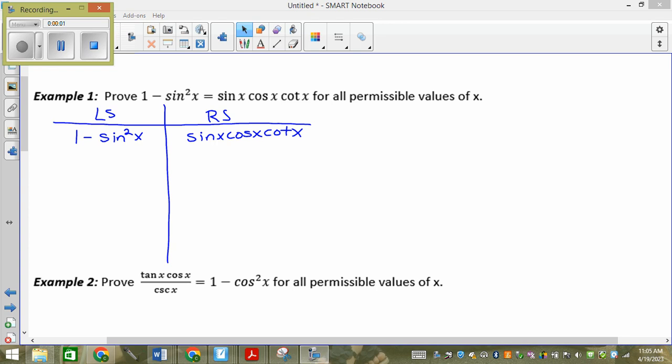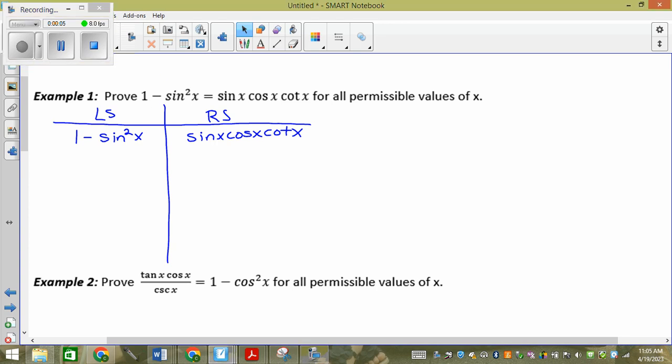First step is to rewrite it into your left side and right side. Rewrite this as your LS, and rewrite this as your RS. Now, on your Pythagorean theorem identities, you have sine squared x plus cos squared x equals 1. But I know that if I move my sine squared x over, I have cos squared x equals 1 minus sine squared x. So I can rip the 1 minus sine squared x off, throw it away, and replace it with cos squared x.